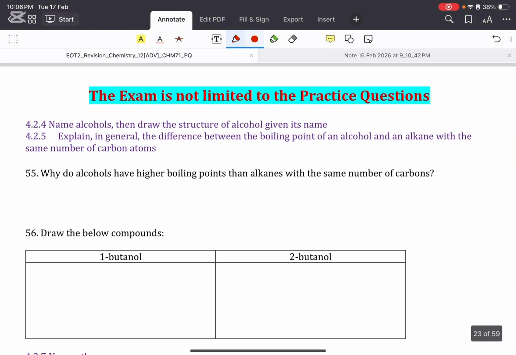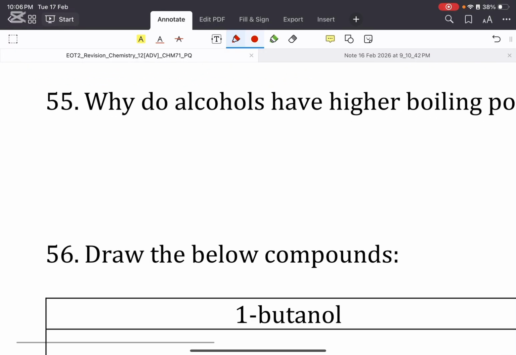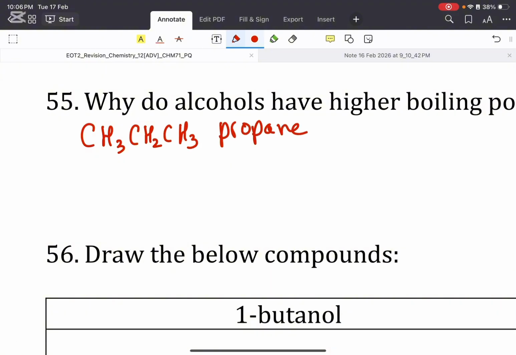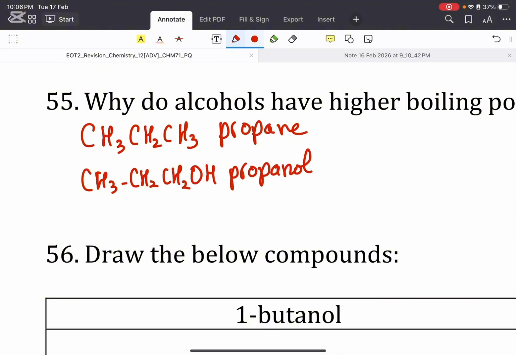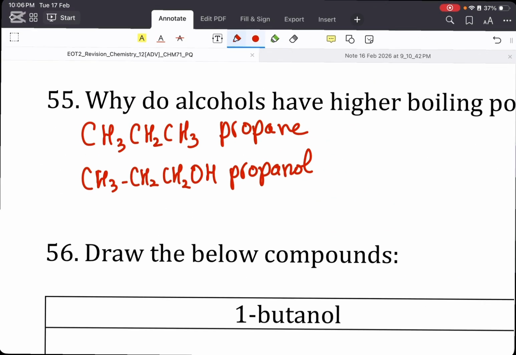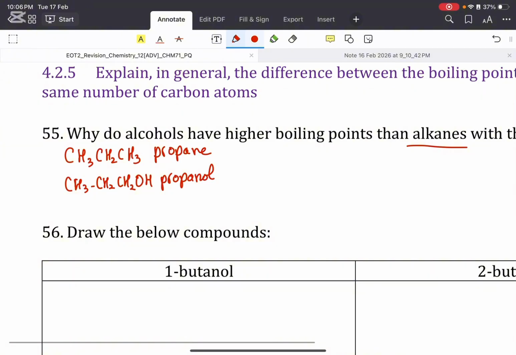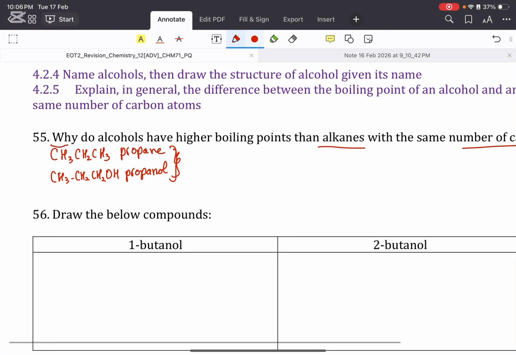Why do alcohols have higher boiling points than alkanes with the same number of carbons? Suppose I have CH3, CH2, CH3. That is a propane. And I have CH3, CH2, and CH2OH. That is a propanol. So this is an alcohol and an alkane having the same number of carbons. Usually, the boiling point of the alcohol would be higher simply because, I need to say why.